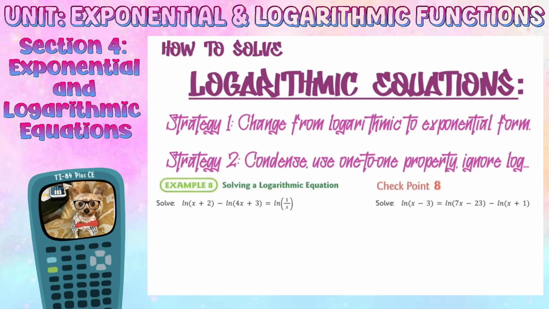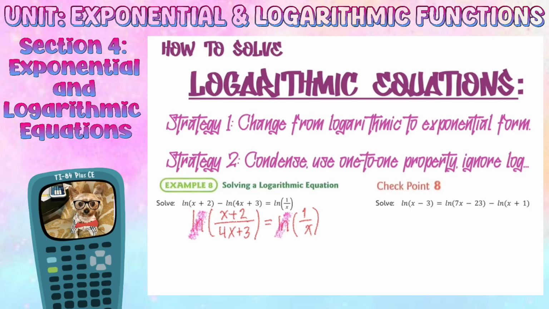On the left side of example 8, I'm going to use the quotient property, and that means I will end up with the ln, or natural log of, and I have a quotient here, x plus 2 in my numerator and 4x plus 3 in my denominator. And the right side is sort of going to get not touched at all, and I'll get ln of 1 over x just the way it is. Now I have an ln, or natural log, on each side.